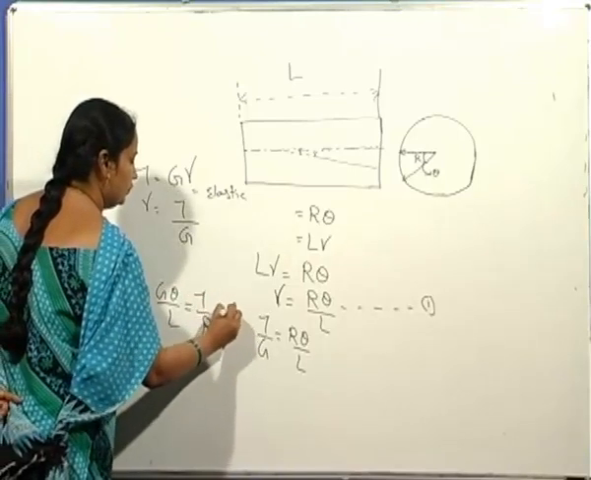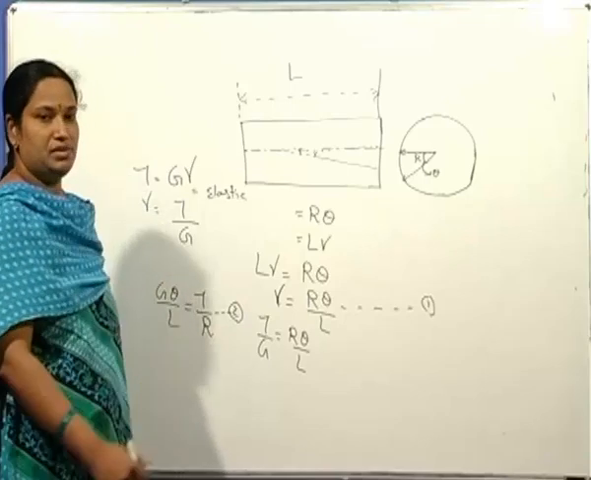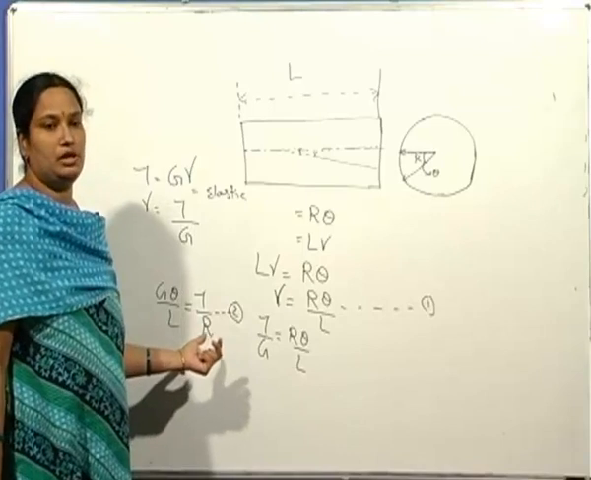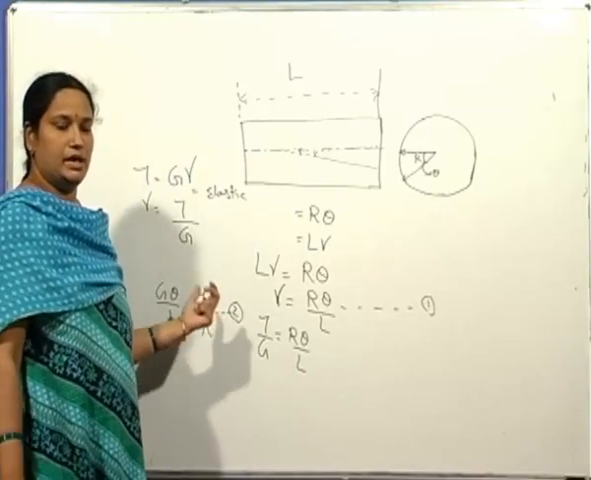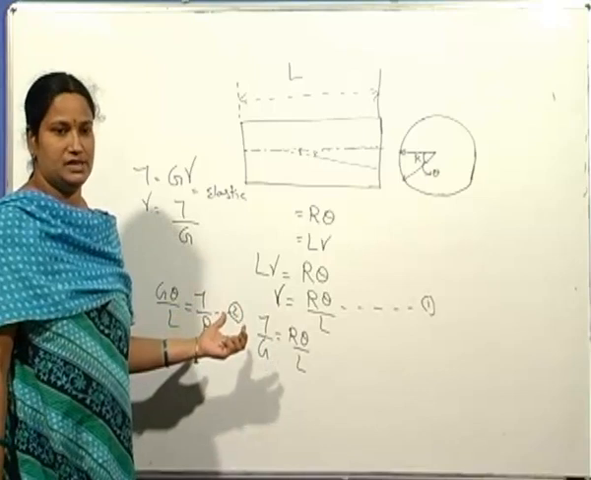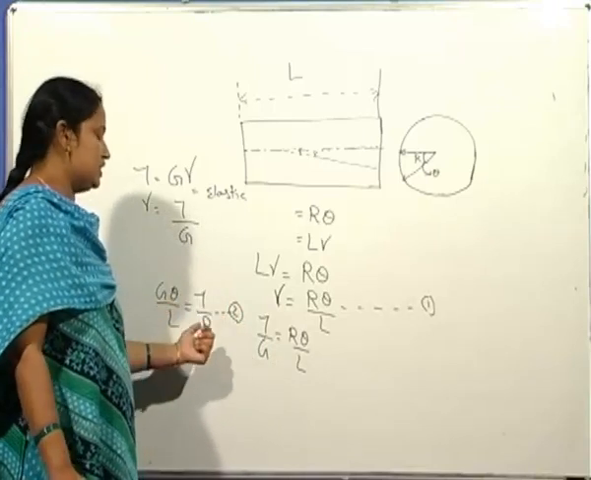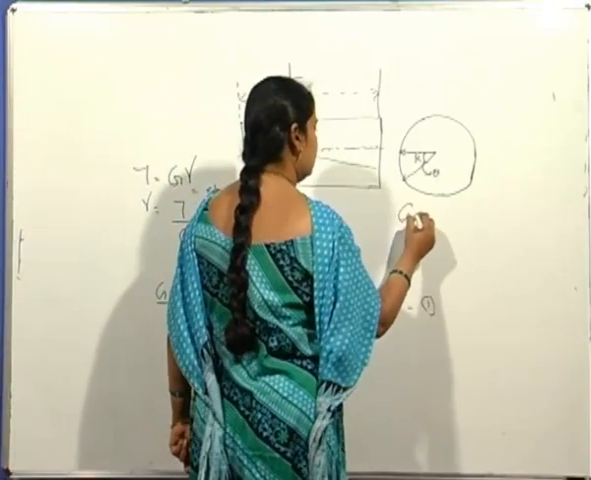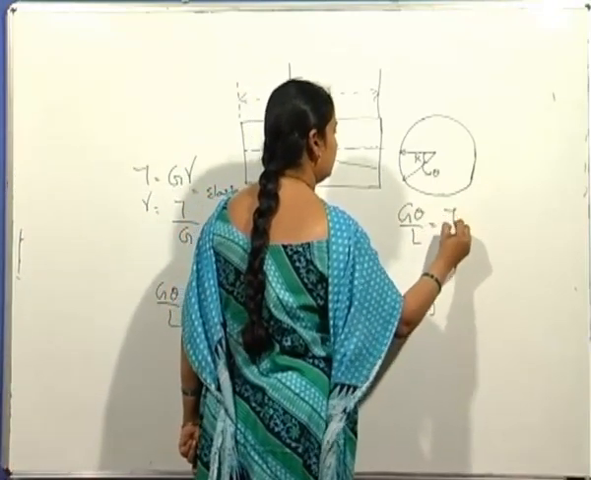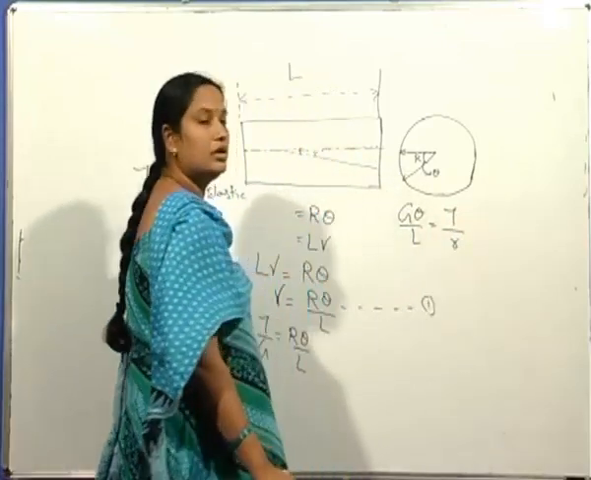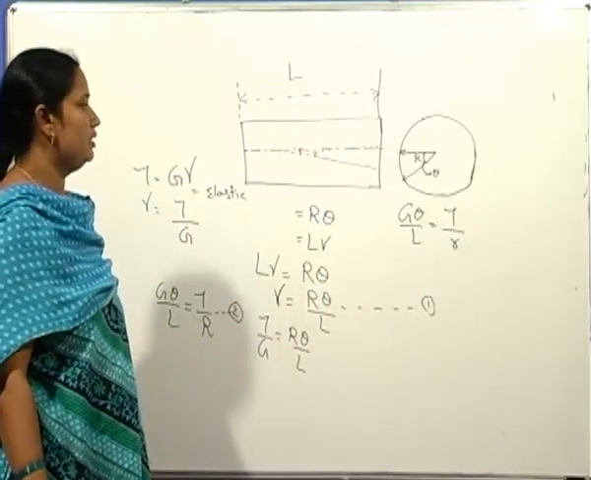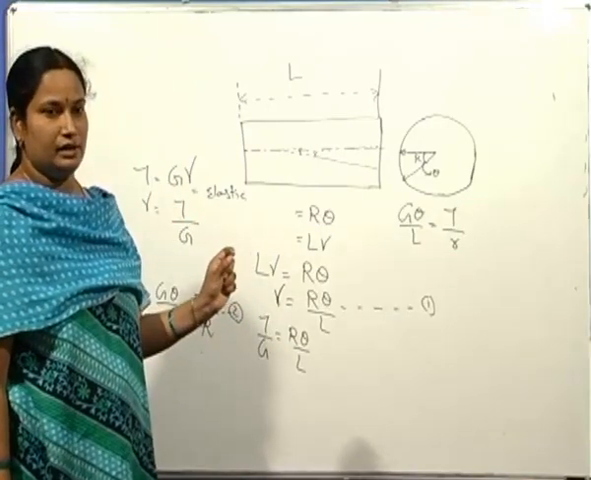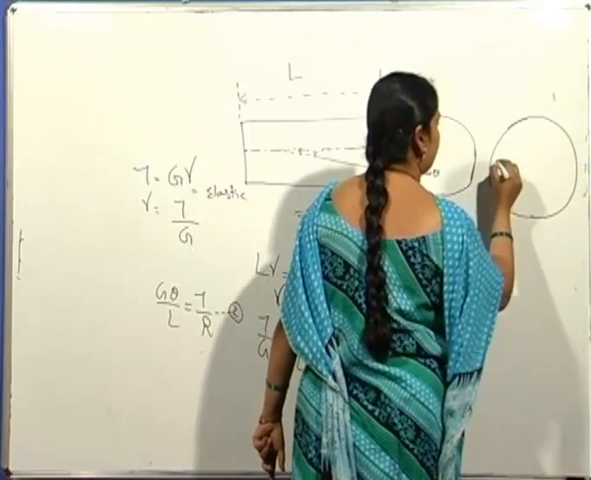This is equation 2. From this equation, it can be seen that shear stress is proportional to the radius. It is maximum on the surface. So this equation can be applied to any radius. So G theta by L is equal to tau by r, where r is any radius. So now consider an elementary ring at a radius r.